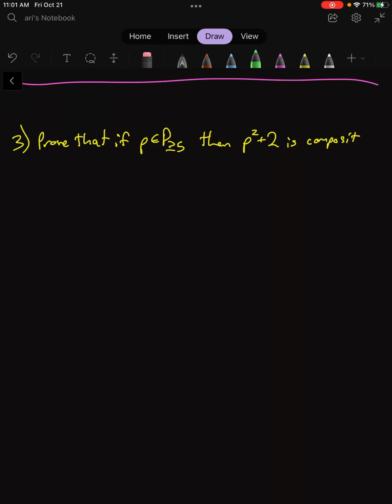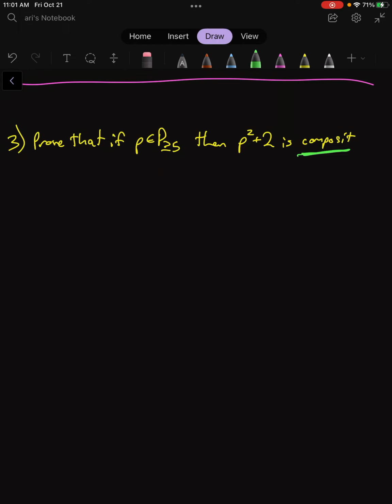Okay, so let's prove that if p is a prime greater than or equal to 5, then p squared plus 2 is composite. And this one's kind of funny. So what we're going to want to do here, first off, what does it mean for a number to be composite? It's the opposite of a prime. So it means that we could factor out a number that is not equal to 1.